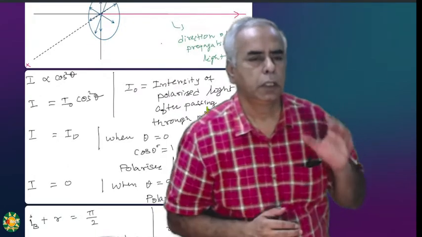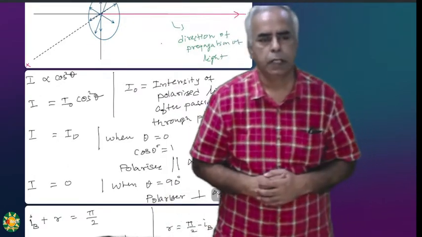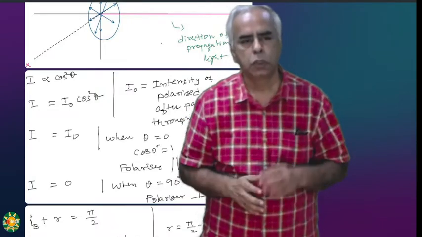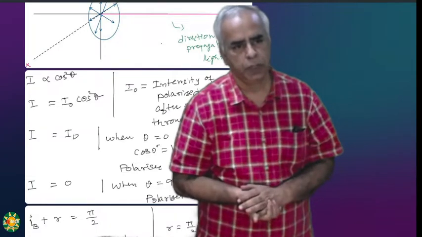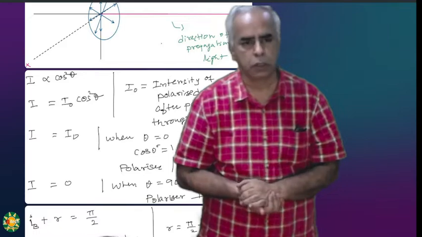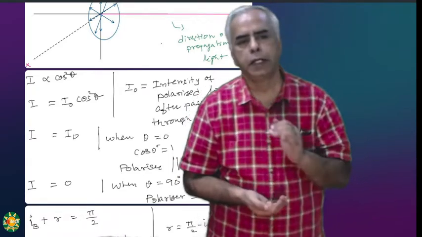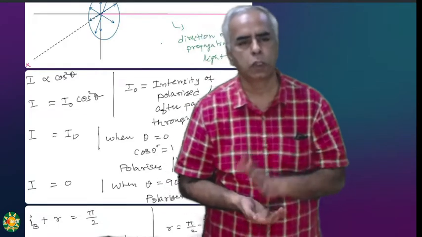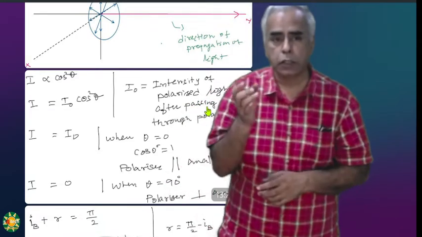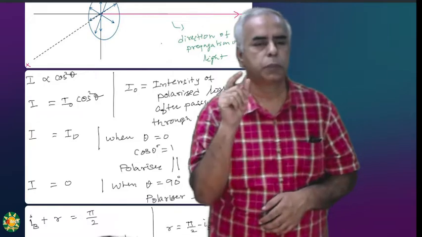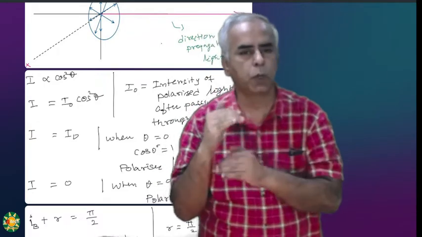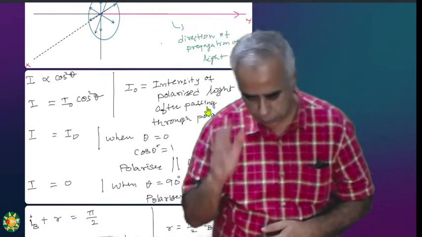Here, the intensity of the light, I, is proportional to cos squared theta. Then you can introduce the constant here, proportionality constant, I naught. So, I is equal to I naught into cos squared theta. This I naught is nothing but the intensity of the polarized light after passing through the polarizer. Are you able to follow?